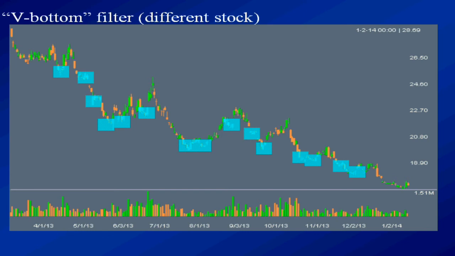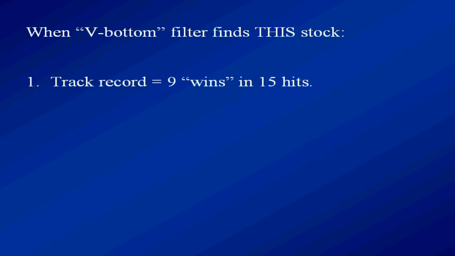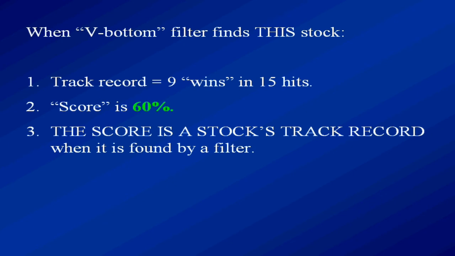Let's take a completely different stock, same exact filter, V-bottom. In this case, we have 15 hits, just about the same number as the other stock. However, this time we have 6 losing occurrences. So in other words, out of 15, there were 6 times that V-bottom hit that the stock did not gain. So for this stock, when the V-bottom filter hits, the track record is only 9 wins in 15 hits. Thus, the score is 60%. And again, the score is the stock's track record when it is found by a filter.